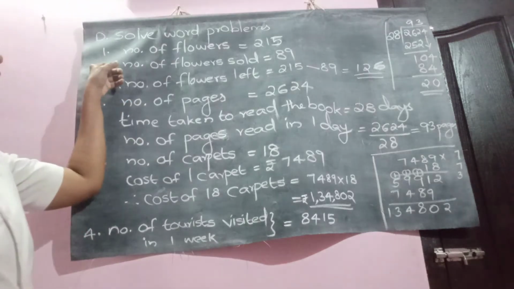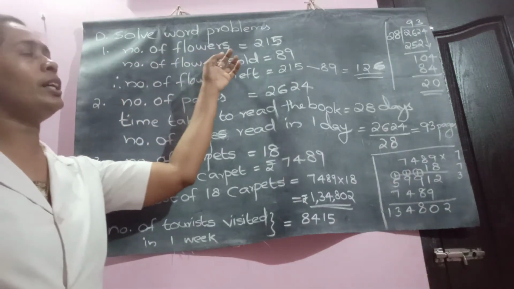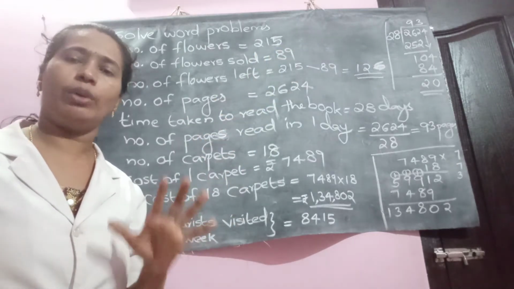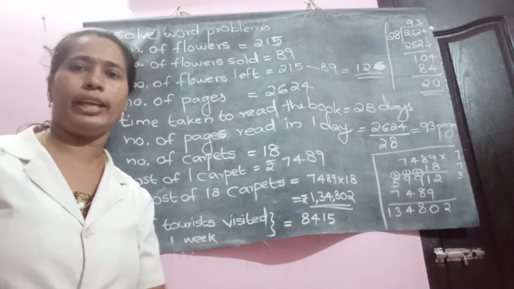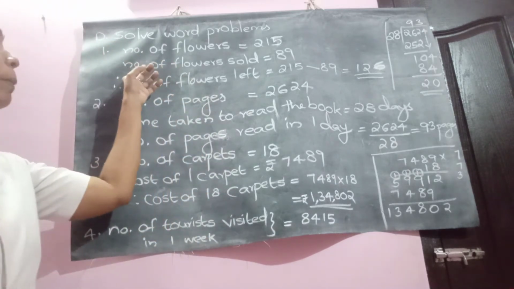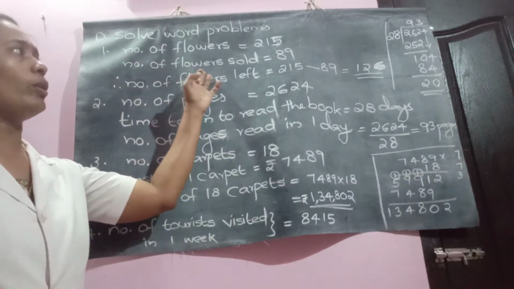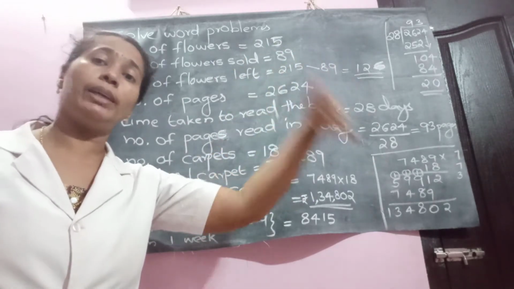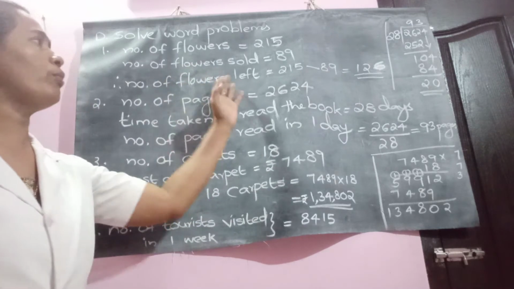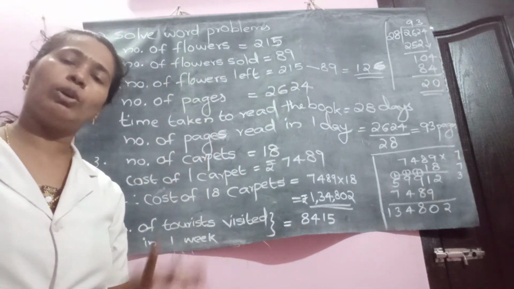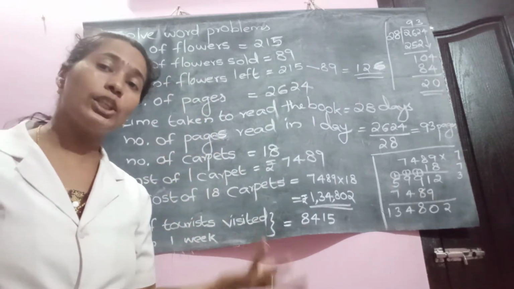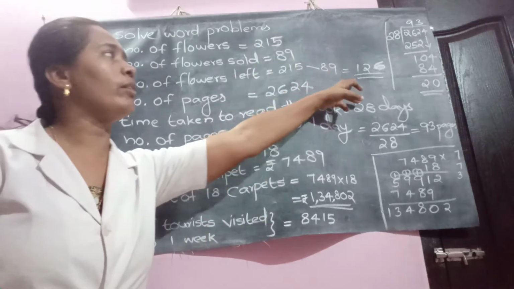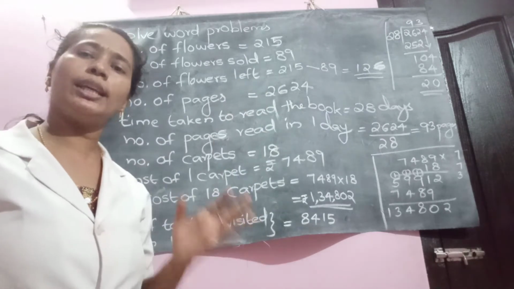Question number 1: the number of flowers in a shop is given as 215. 215 flowers are there in a shop, and the shopkeeper sold only 89 flowers. So how do you find the number of flowers left in the shop? Just subtract the numbers. We have the answer as 126. Finished.